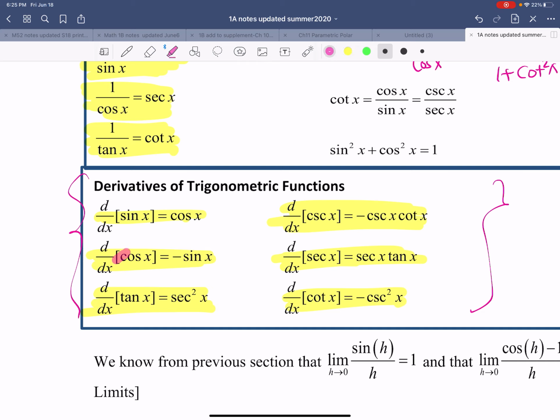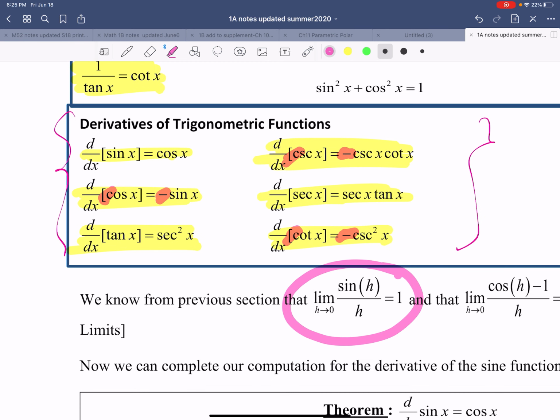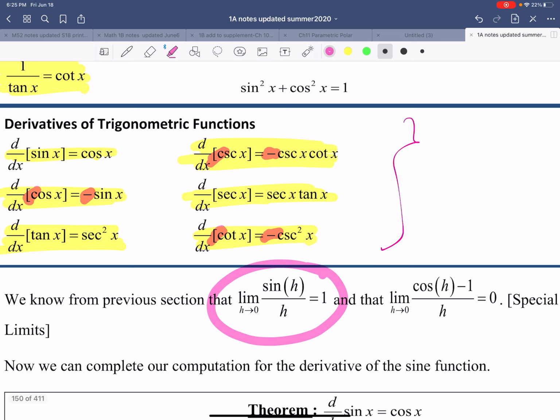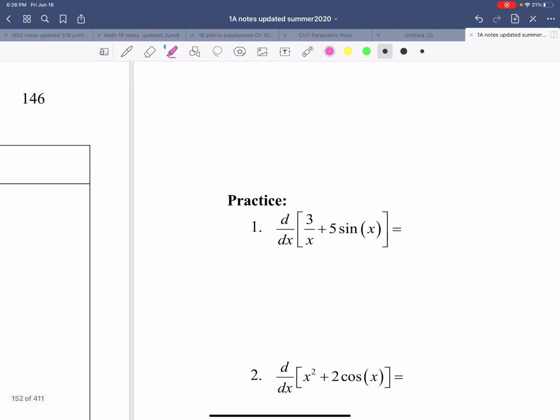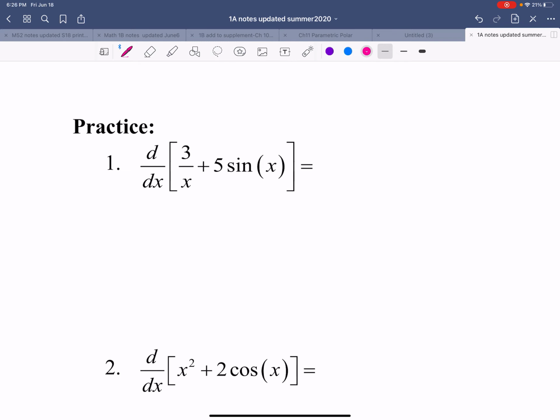Keep in mind all the trig functions with the co in the front, their derivatives have a negative sign in the front. We also know the two special trig limits: sine h over h when h goes to 0 is equal to 1, and 1 minus cos h over h when h goes to 0 is equal to 0. So let's start looking at examples of using these derivative rules for trig functions.